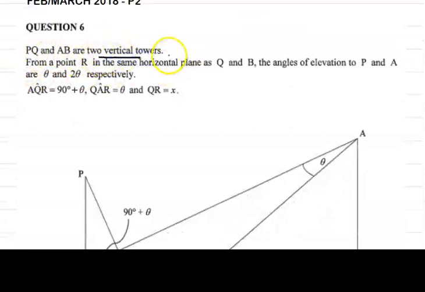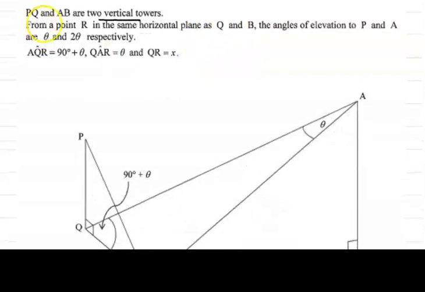That's important. Vertical towers means that we are going to get the formation of a right angle triangle. From point R in the same horizontal plane, the angles of elevation from Q and B to P and A are theta and 2 theta respectively. AQR equals 90 plus theta, QAR equals theta, and QR equals X.